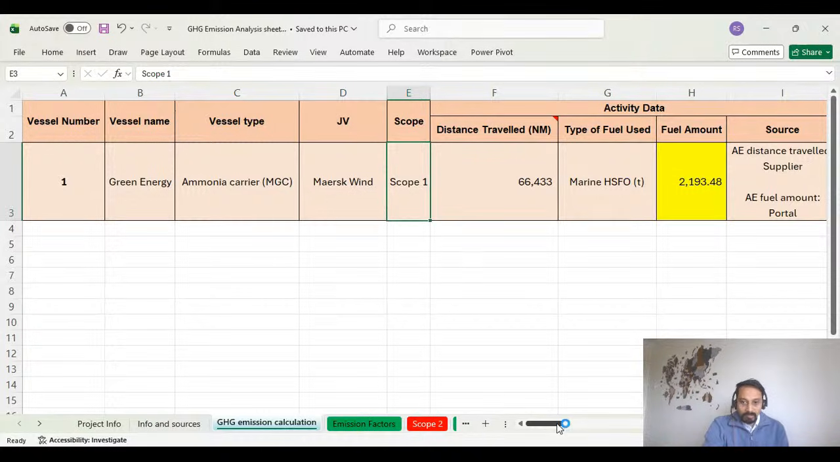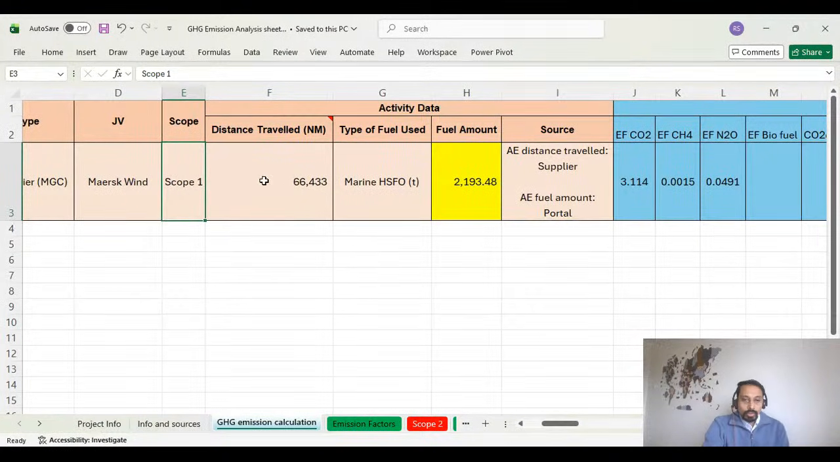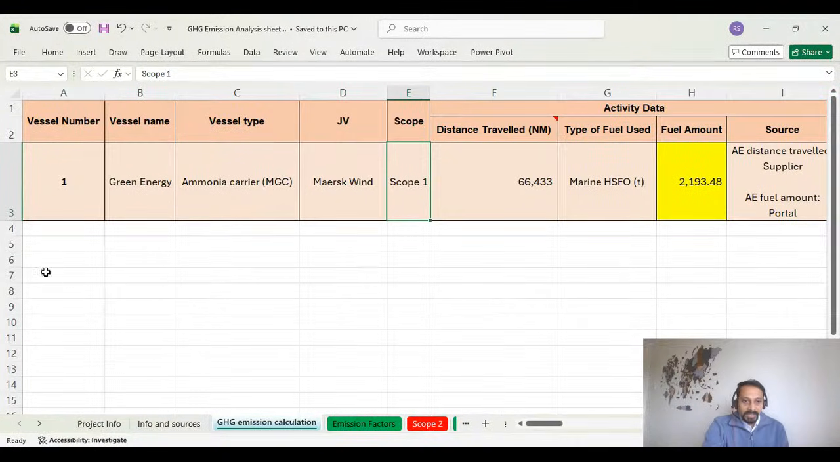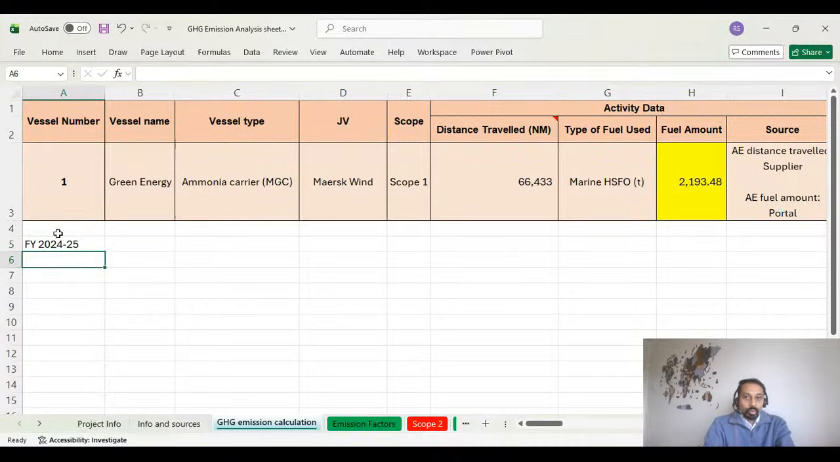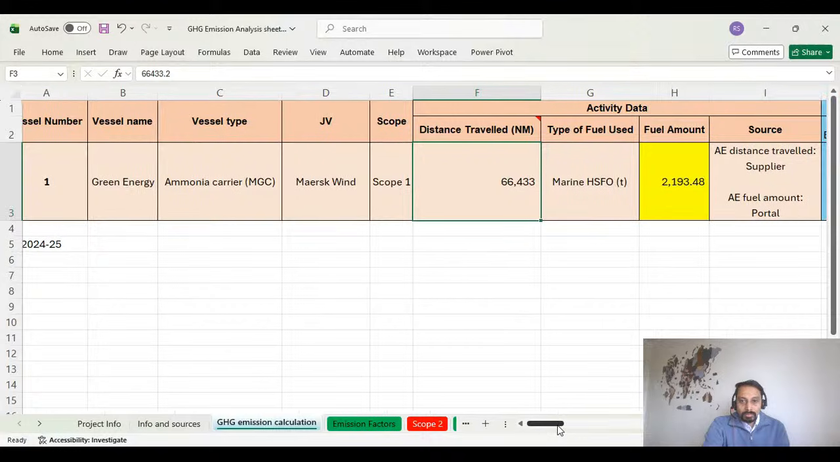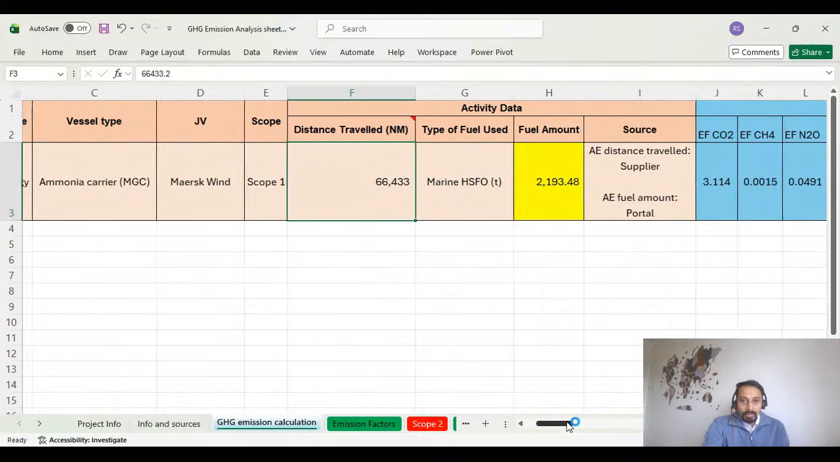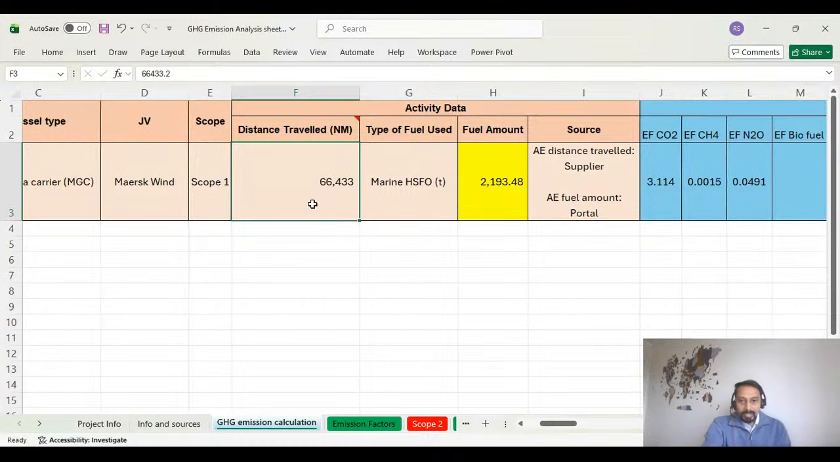Scope 1 emissions are what we are going to calculate. So these are the calculations. For example, we are doing it for the financial year 2024 to 2025. Then you have to calculate all the distance traveled by the particular vessel called Green Energy, throughout the year. So why is distance important? It depends on your methodology.